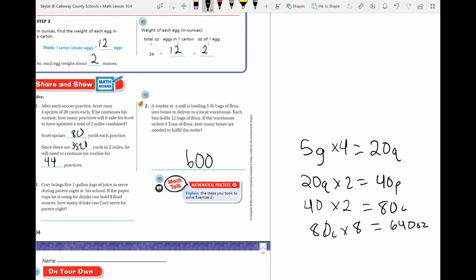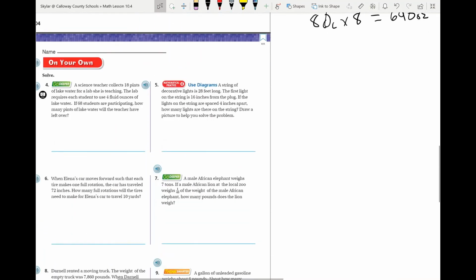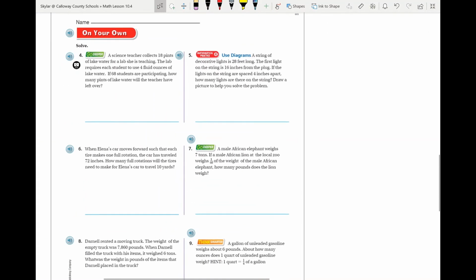So to figure out how many cups he can have, if each cup holds 8 ounces, we just need to divide 640 by 8. And if you looked, 80 times 8 equals 640. So 640 divided by 8 equals 80. Not too bad, not too bad, not too bad.